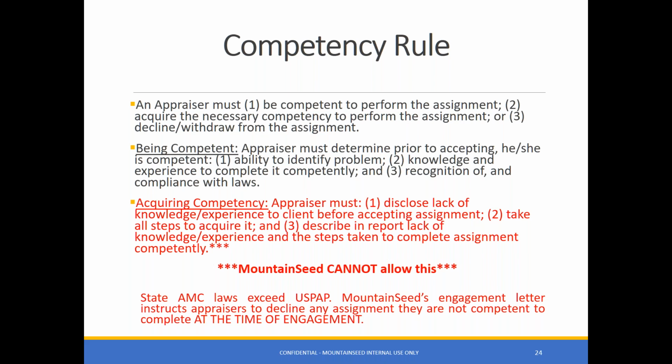We can't allow this. There are state AMC laws that exceed USPAP, and our engagement letter specifically instructs appraisers to decline any assignment they are not competent to complete at the time of engagement. I should actually continue that statement and say that any time in the assignment they find that they're not competent to complete something, they should also withdraw from the assignment at that time or decline it. So we can't allow that because state AMC laws tell us that we should not be assigning to anyone who at the time of engagement is not competent to accept the appraisal assignment.